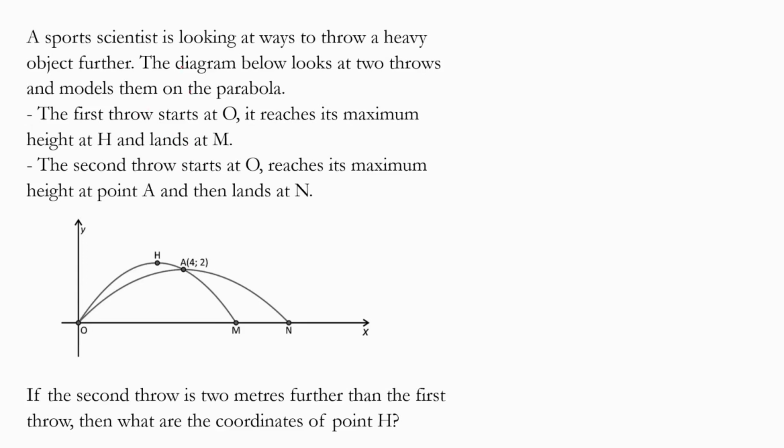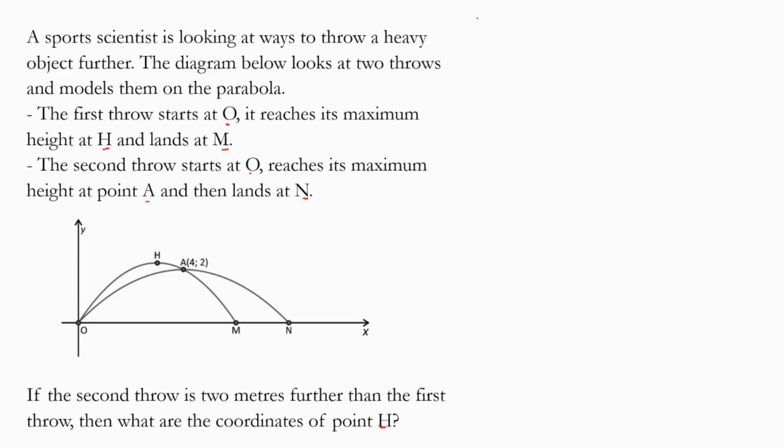A sports scientist is looking at ways to throw a heavy object further. The diagram below looks at two throws and models them on the parabola. The first throw starts at the origin. It reaches a maximum height of h and lands at M. The second throw starts at the origin and reaches a maximum height at point A and then lands at N. If the second throw is 2 meters further than the first throw, then what are the coordinates of H?